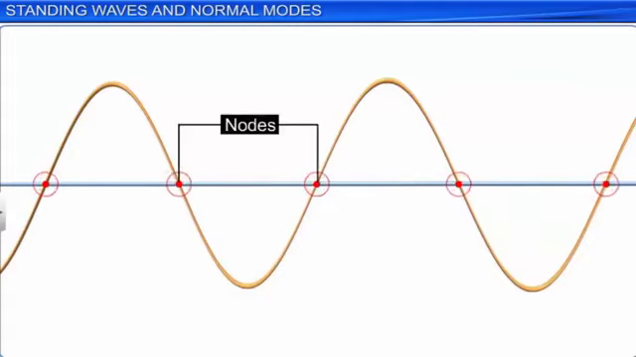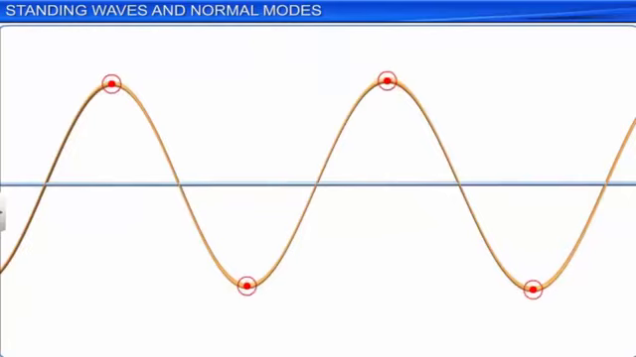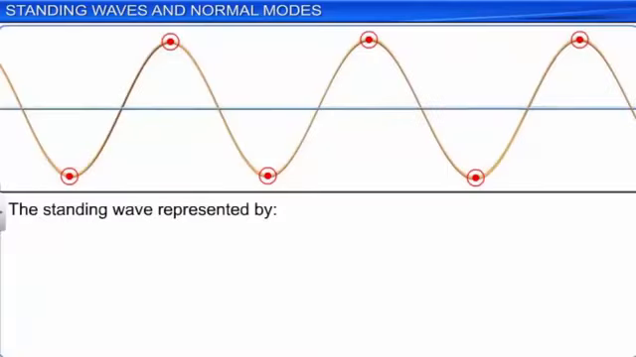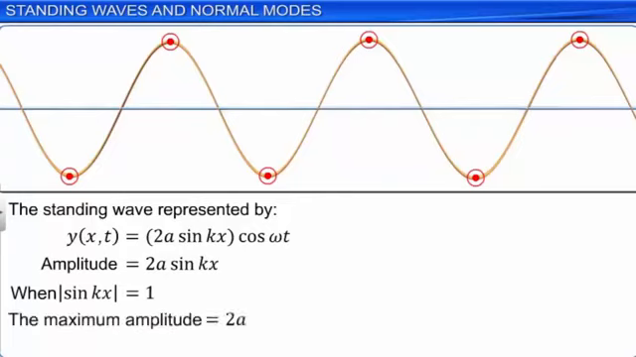Now, let us find the position of the elements of the stretched string where the amplitude of the standing wave is maximum. The standing wave is represented by y(x,t) is equal to 2a sin kx cos omega t. Amplitude is equal to 2a sin kx. When mod sin kx is equal to 1, the maximum possible amplitude is 2a. For mod sin kx equal to 1, kx is equal to (n plus 1 by 2) pi, for n is equal to 0, 1, 2, and so on. We know that k is equal to 2 pi by lambda.